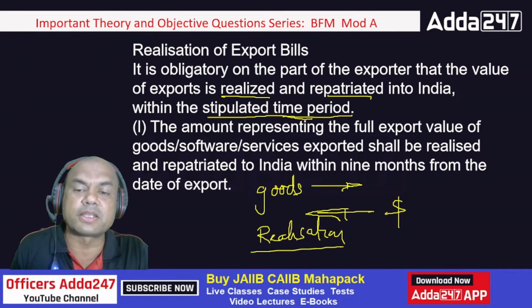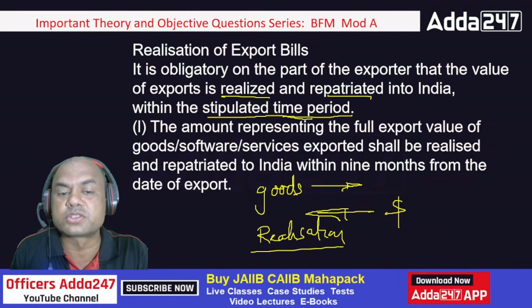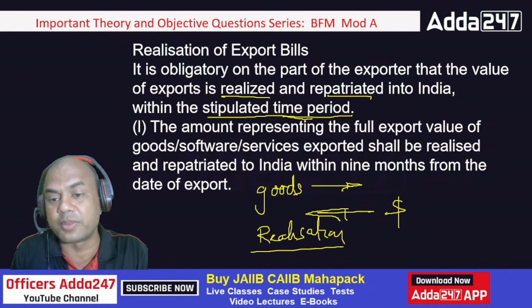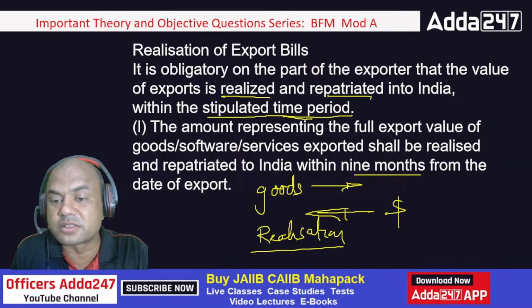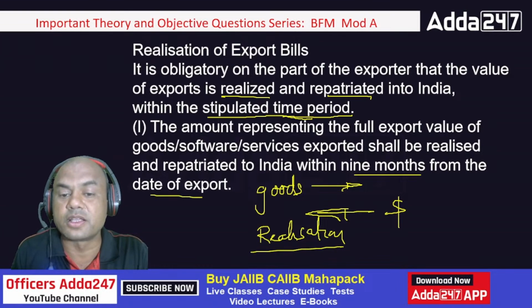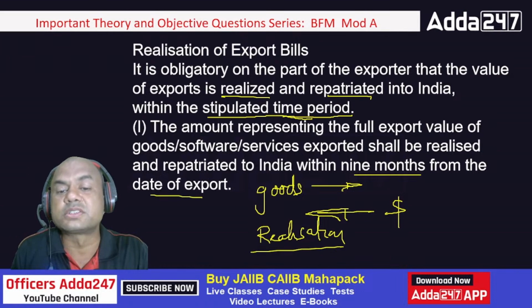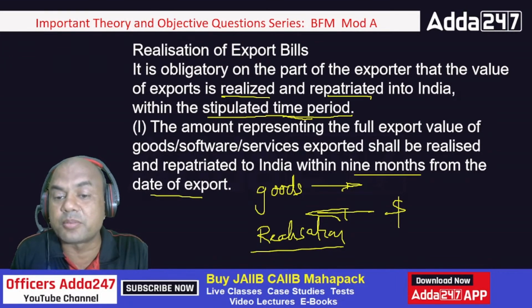The amount representing the full value of export, goods, software, services exported shall be realized and repatriated to India within 9 months from the date of export, isn't it? So goods, services exported shall be realized and repatriated within 9 months.